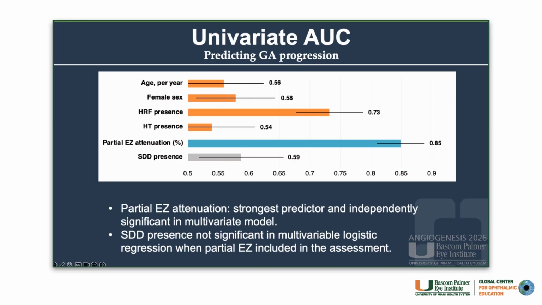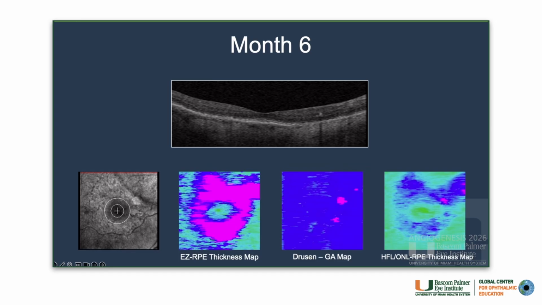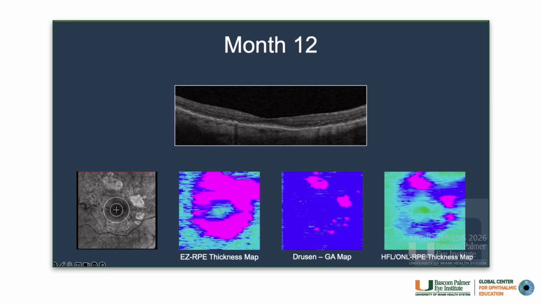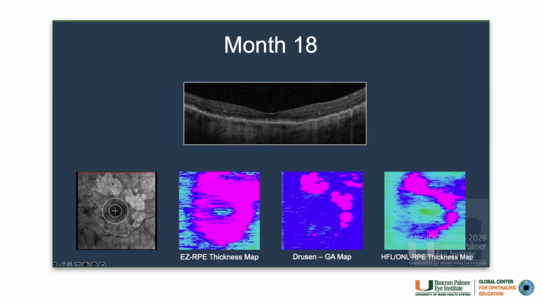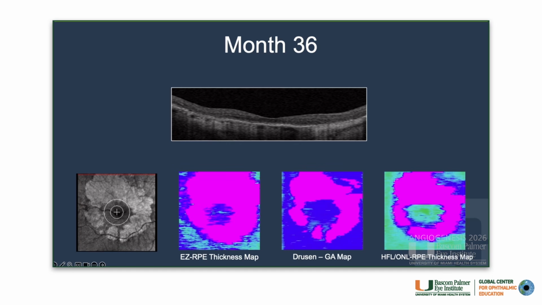And when multivariate assessment was performed, SDD presence was no longer significant, but partial EZ remained significant in the multivariate evaluation. This is a clinical example here of an eye with reticular pseudodrusen and ellipsoid zone loss that's quite extensive at baseline. Over the course of time, we see at month 6 early evidence of geographic atrophy. Month 12, the geographic atrophy continues to grow. Month 18, month 24, month 30, and month 36.